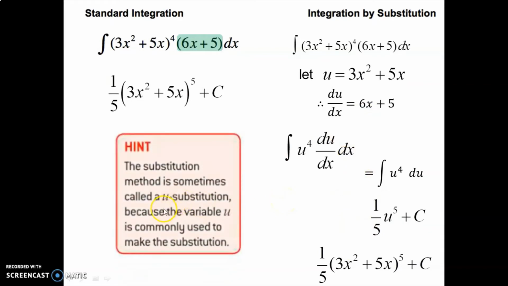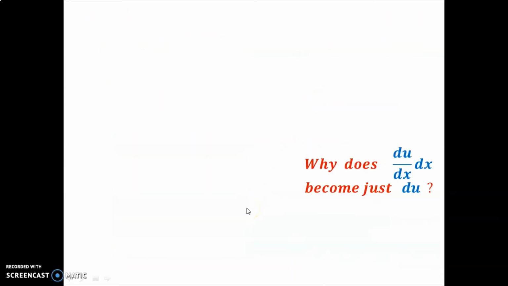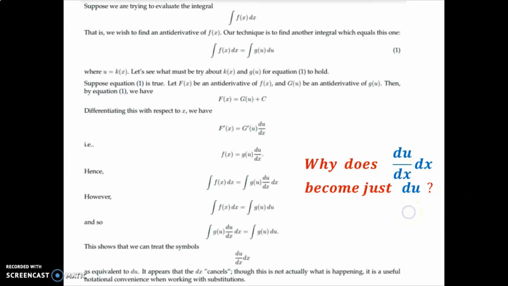Okay, hint. This is called u substitution. I just said that because we often use the variable u to do this. Okay, why did the du over dx times dx become du? Again, I told you it was not fractions. These did not cancel. So now this slide is optional for you. You can pause and study this, but this is a proof or kind of a reason for why that happens. This is much beyond our course, but maybe you're interested. So pause now and take a look and see if you can make sense of that.